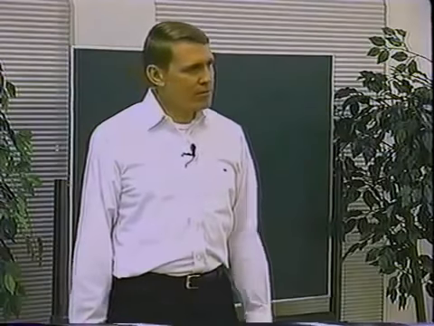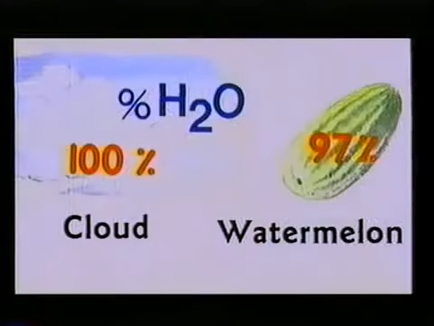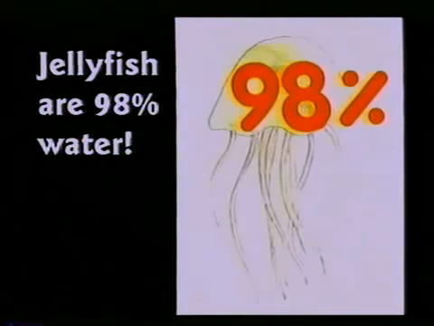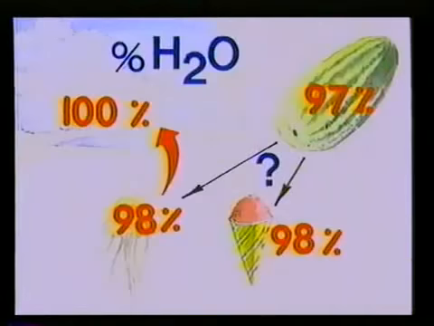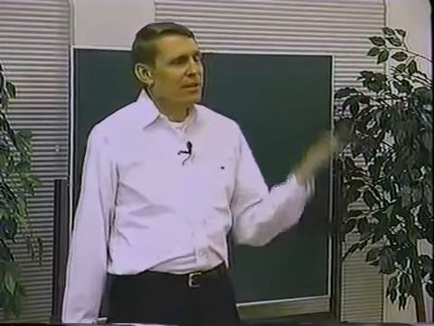Watermelons are 97% water. Only 3% difference. And jellyfish are 98% water. So here we have the missing link. And snow cones are also 98% water. So this proves that watermelons slowly evolved into either snow cones or jellyfish. I'm not sure which one. They're twins, and then slowly evolved to a cloud, or vice versa. Arranging something in order does not prove any kind of similarity.